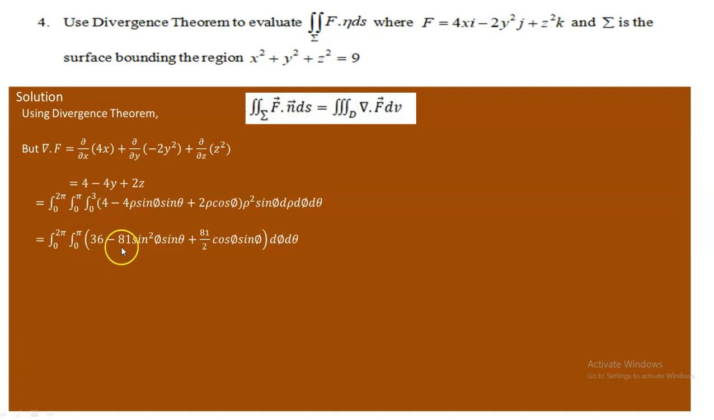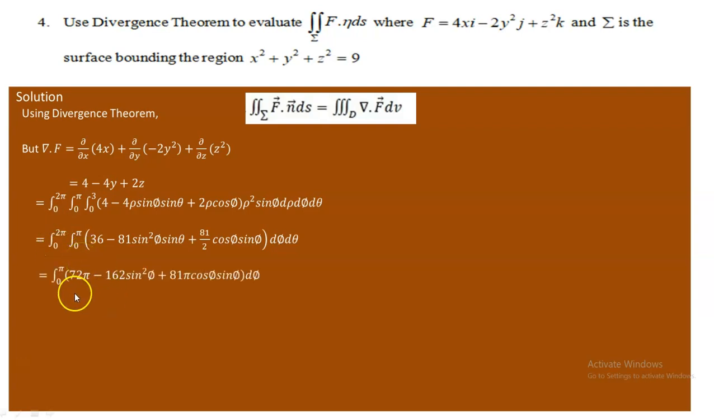and evaluate from 3 to 0. Students, you will obtain this result to be 36 minus 81 sine squared phi sine theta, 81 over 2 cos phi sine phi, and then the d phi and the d theta can follow. Again here we can interchange these two because we don't have theta here. We can interchange basically because integrating the first one with respect to theta is simpler, and again this one is simpler, so we can exchange these two. So as you are exchanging d phi and d theta as d theta and d phi, you need to exchange again these two, 0 to pi and 0 to 2 pi.